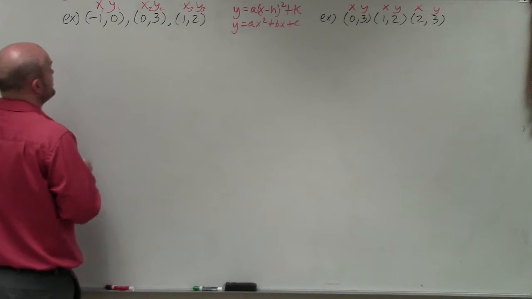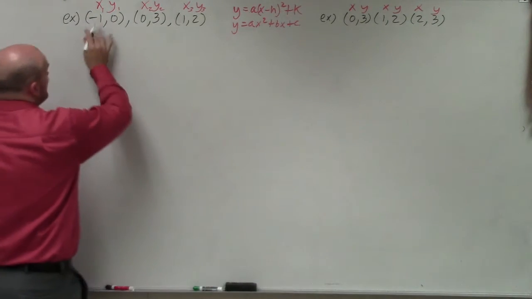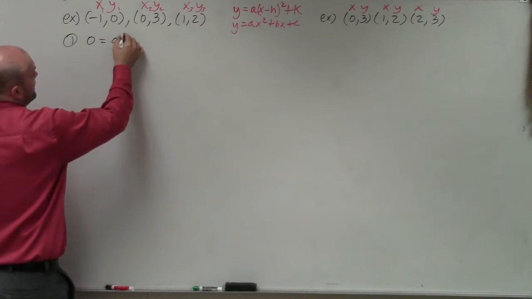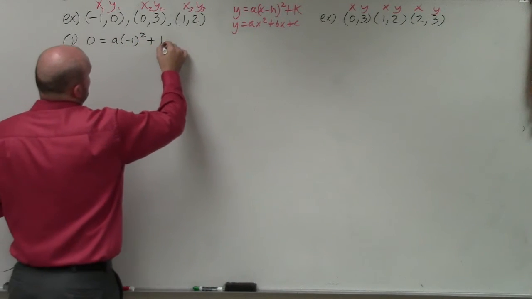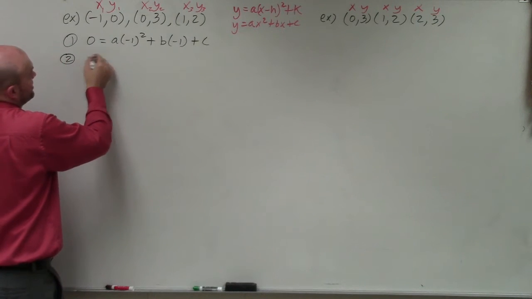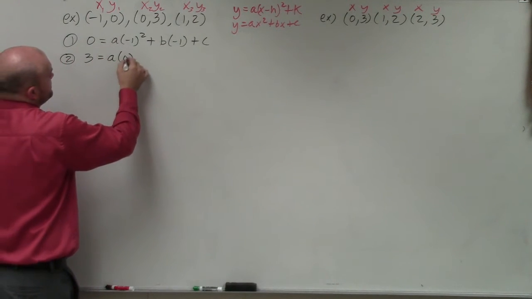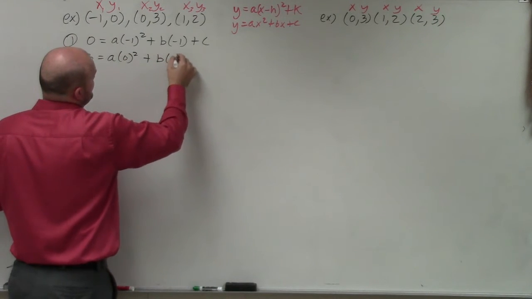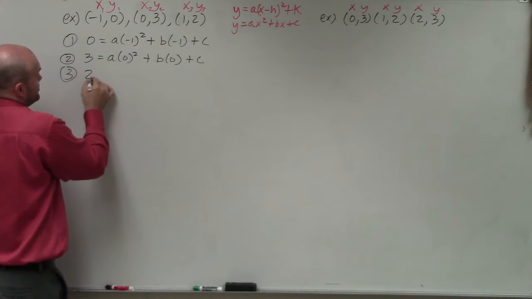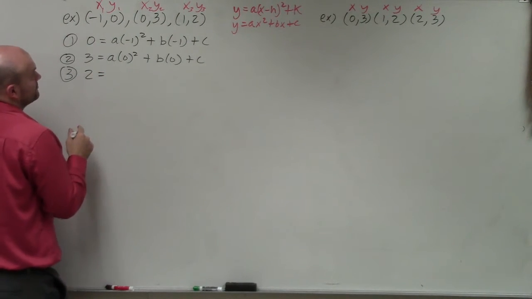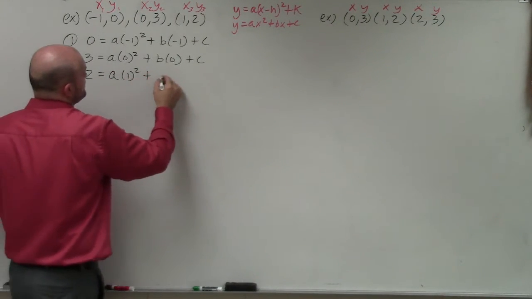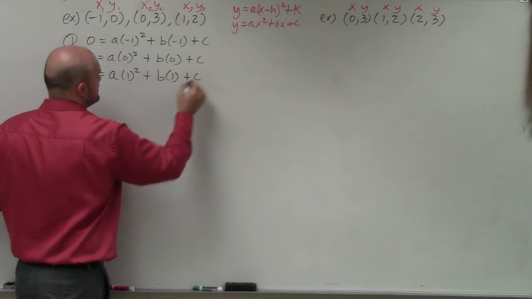I'm going to plug an x, y into this equation for each of these 3 points. My first equation is 0 equals a times -1 squared plus b times -1 plus c. Equation number 2 is 3 equals a times 0 squared plus b times 0 plus c. Equation 3, plug in for y, plug in for x: 2 equals a times 1 squared plus b times 1 plus c.